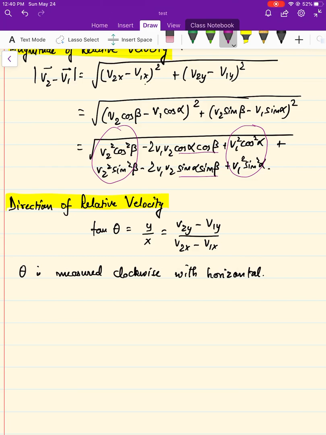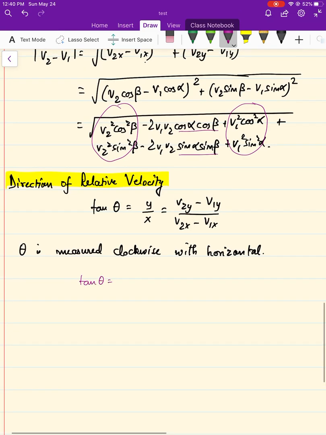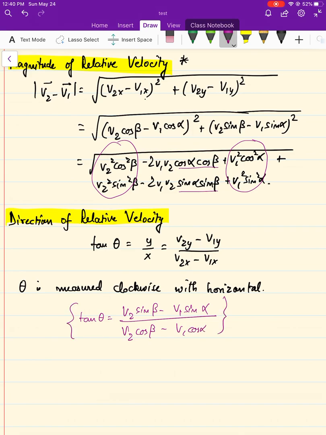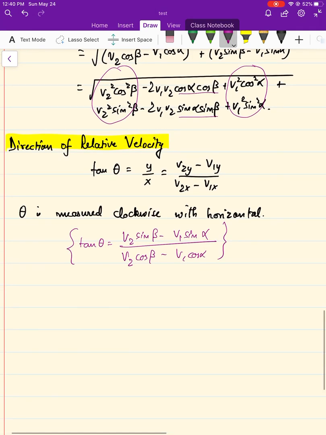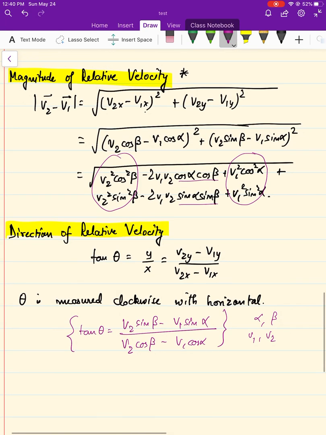So yeah, and now the direction of the relative velocity vector: you have tan theta equal to v2y minus v1y, and you just essentially plug in the expression from above. That's all you need to do. It's v2 sine beta minus v1 sine alpha, divided by v2 cos beta minus v1 cos alpha, right? So this is the expression, and this is pretty trivial. If you know the values of alpha and beta, and if you know v1 and v2, I think that's pretty much what you need to consider for the problem, and that is pretty much it.